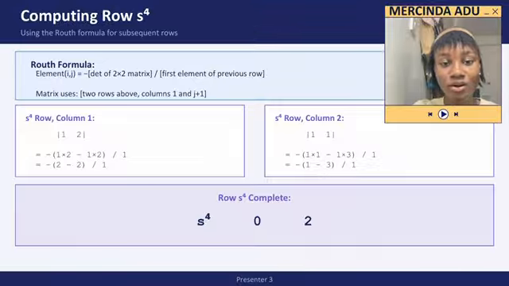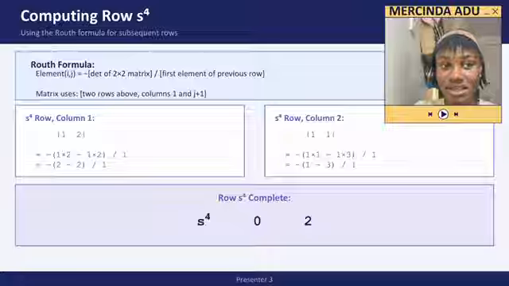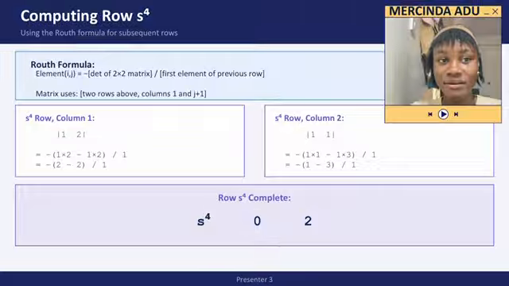Thank you. I'll compute the s to the fourth row. To calculate the elements in any row below the first two, we use the Routh formula. This formula is based on a 2 by 2 determinant. The pattern is we take the two rows directly above the one we are computing, form a small 2 by 2 matrix using column 1 and the column we want, calculate its determinant, negate it, and divide by the first element of the previous row.